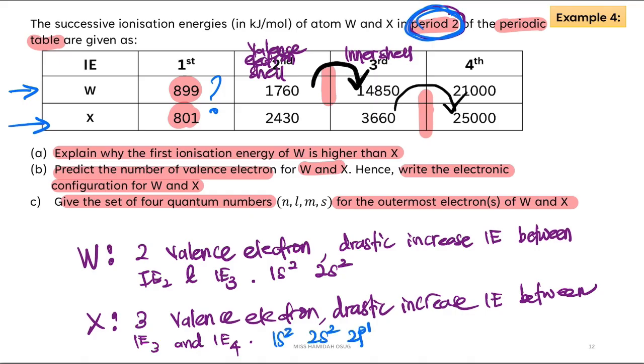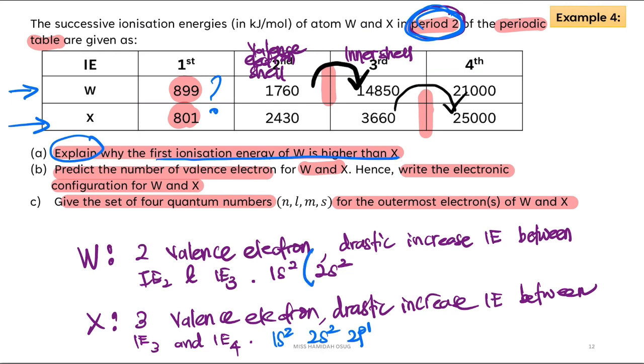Okay, now we already have our deduction regarding the successive ionization energy data, so we can start answering question A first. So for question A, you were asked to explain why the first ionization energy of W is higher than X.